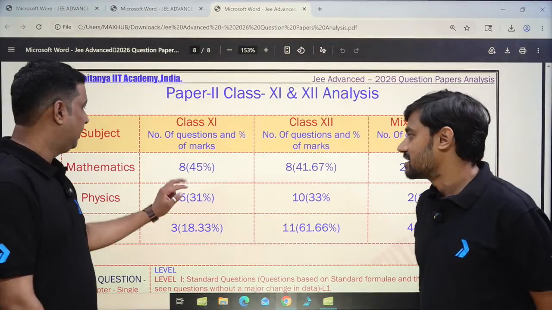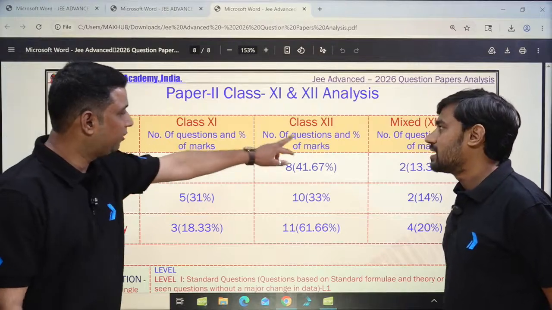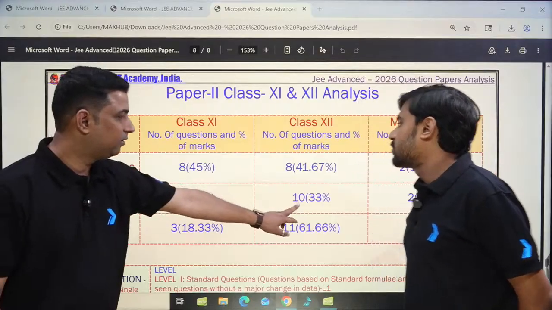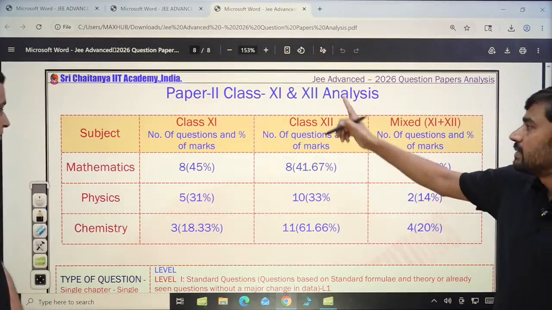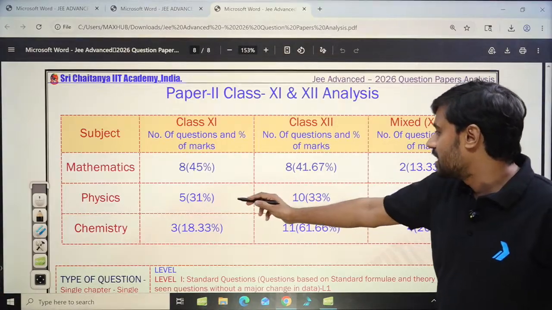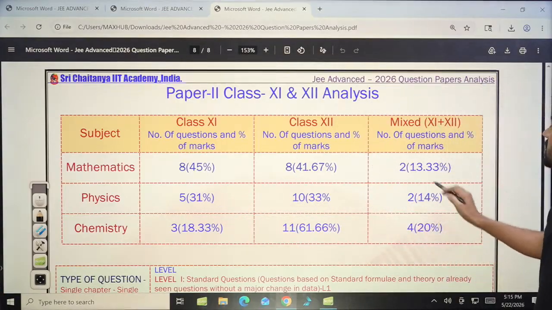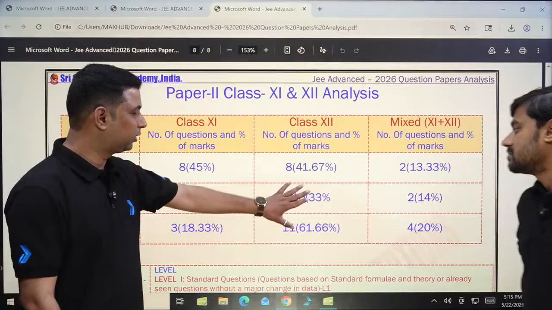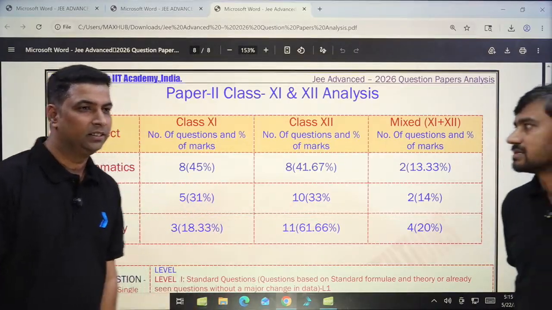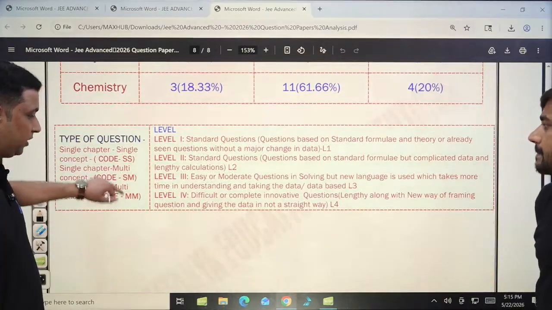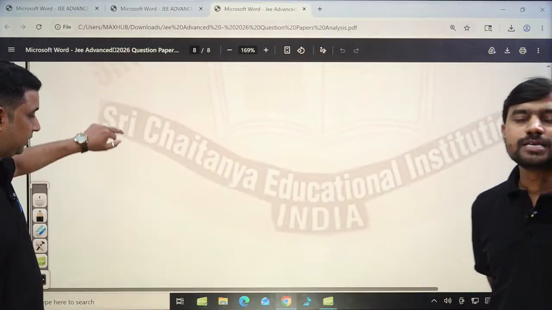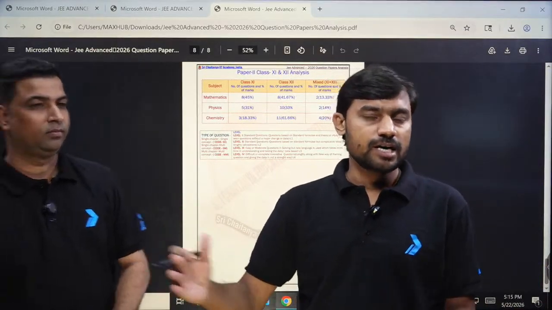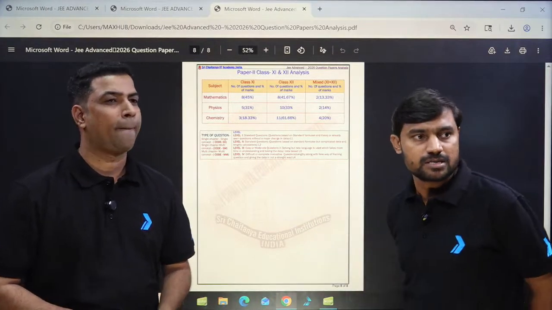This is about paper 2 for mathematics. If you see the physics, 5 questions were from 11th and 10 questions from 12th. Paper 2 contains mixed questions, around 14%, with content from 11th and 12th. So basically we can say that in paper 2 the 12th portion is comparatively on the higher side. Overall, in terms of 11th and 12th, you have to focus on the whole syllabus as far as JEE Advanced is concerned.